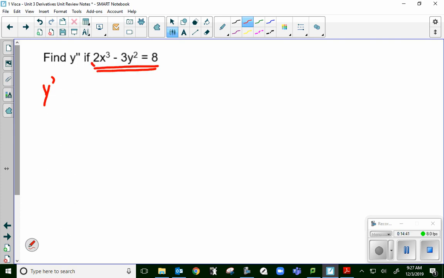The derivative of 2x cubed is 6x squared, minus the derivative of 3y squared, which is 6y, but every time we take the derivative of a y term, we have to put dy/dx next to it, and it should equal the derivative of a constant, 8, which is 0. This is much easier. I'm going to get dy/dx alone. I'm going to isolate it. So let's subtract 6x squared from both sides.